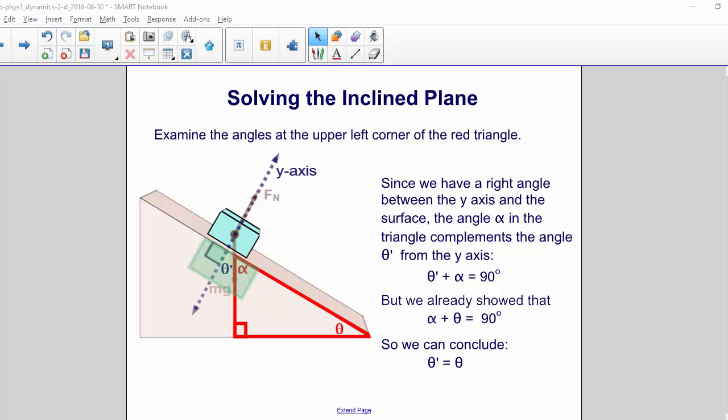Now we also know that the y-axis is perpendicular to our incline. So theta prime plus alpha must also equal 90. But we already showed that alpha plus theta equals 90. So we can conclude that theta prime is exactly the same as theta.